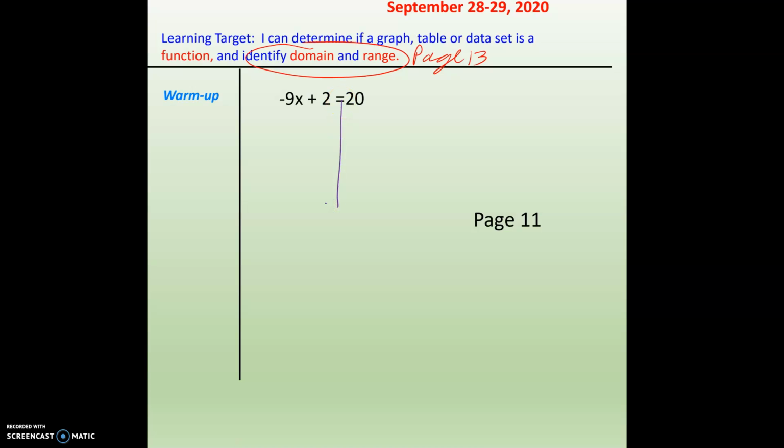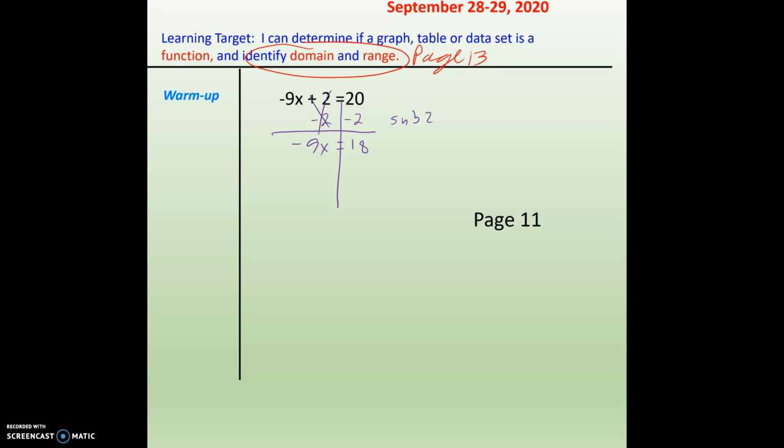Draw my line. So now what I'm going to do is subtract 2 on both sides. So this is subtracting 2. And when I do that, 20 minus 2 is 18 on the right. There's an equal sign here. Never forget to write your equal sign. When we were rewriting our equations, we always keep our equal sign in. That's gone. And this is negative 9x.